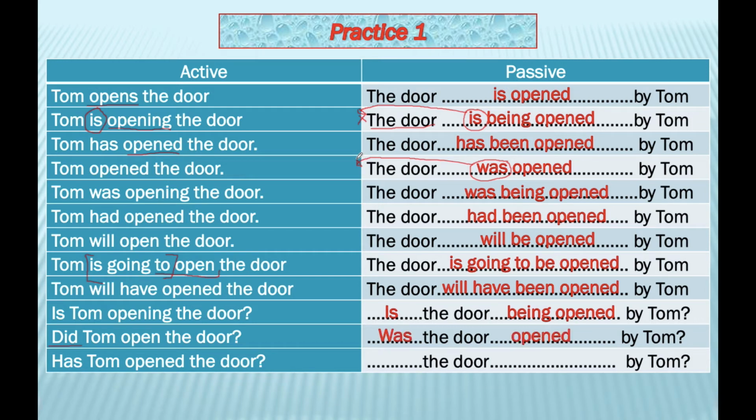Like, was the door opened by Tom? Has Tom opened the door? What is the tense that we have in the sentences above? Certainly it's the present perfect here. And we are going to move "has" to the beginning of the sentence. It's going to be: Has the door been opened by Tom?